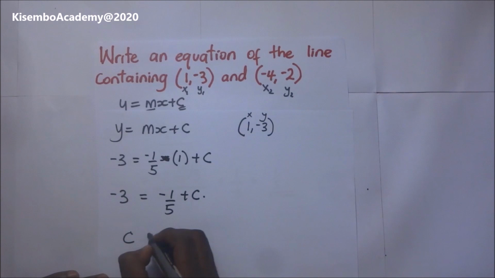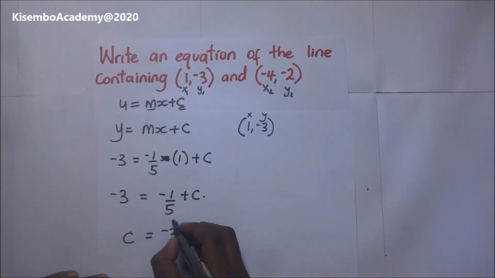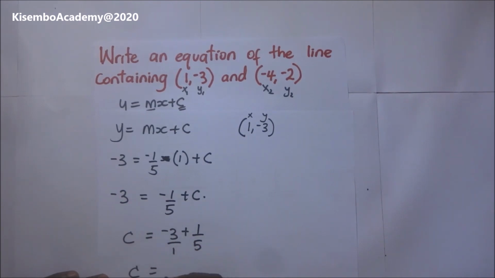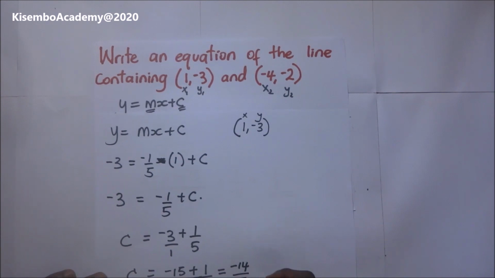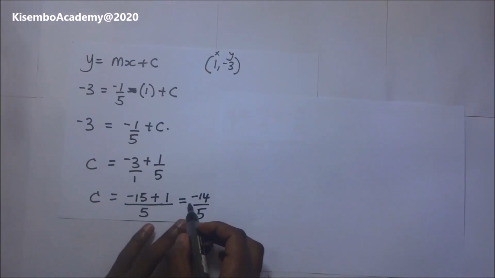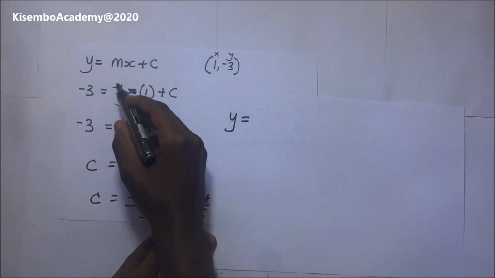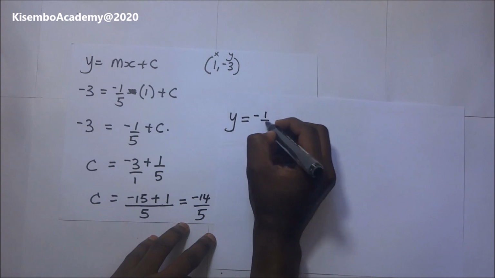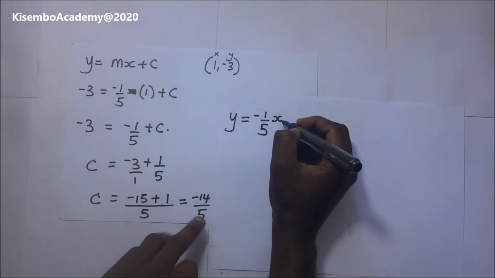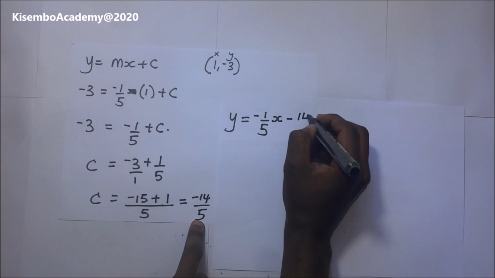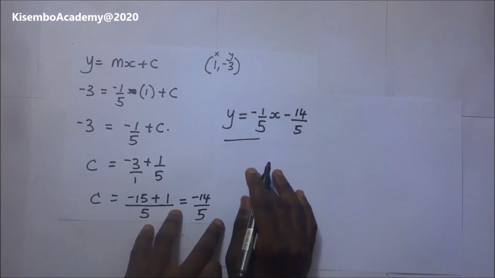Making c the subject of the formula means c is going to be -3 plus 1. So our value of c is -2. After getting our value of c, the equation becomes y = mx + c, with m being -1, so y = -x + c, and c becomes -2.